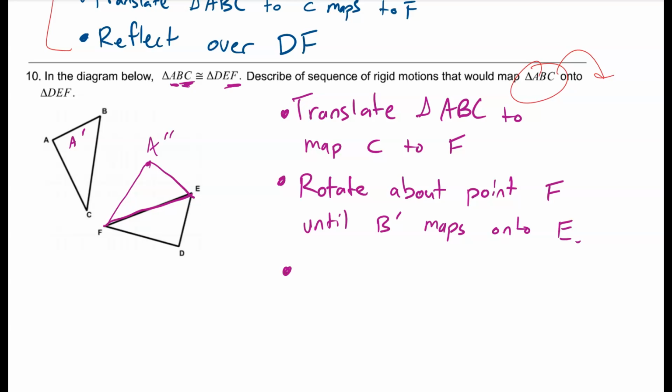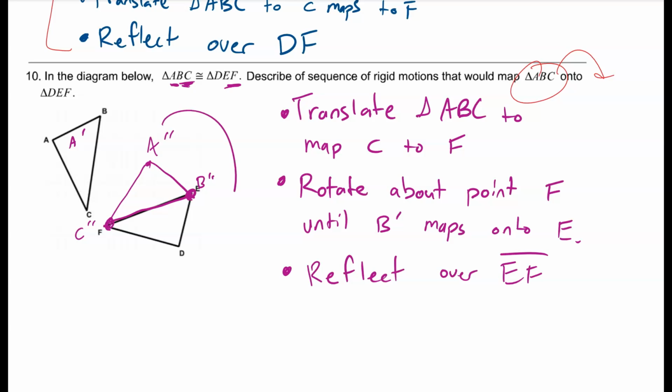So my last step here, once they're connected, is I can again reflect. And I'm going to reflect over EF. And the whole reason that works is that 2 of my points are already where they need to go. This is where C double prime is, that's where B double prime is, they didn't move. I know B should map to E and C should map to F. The only thing I need to do is get A to map to D.